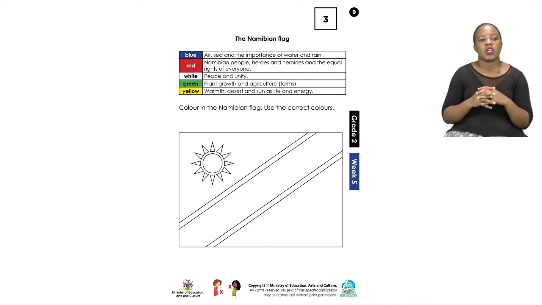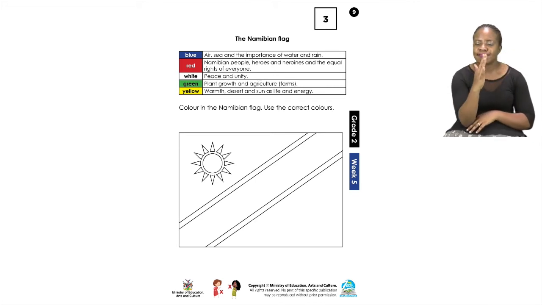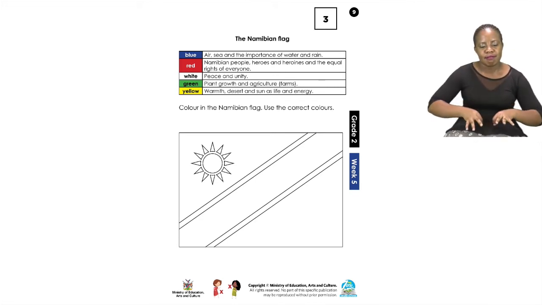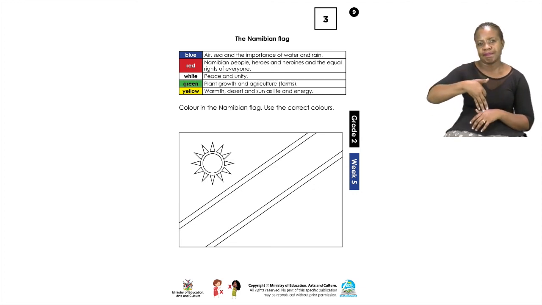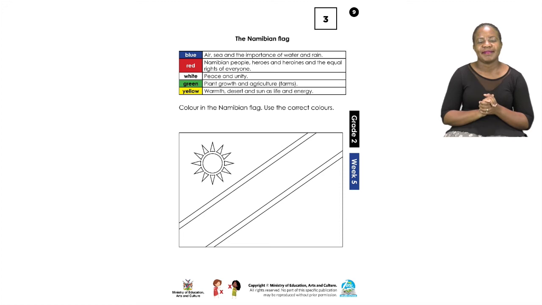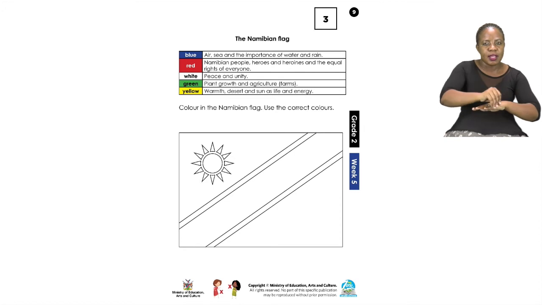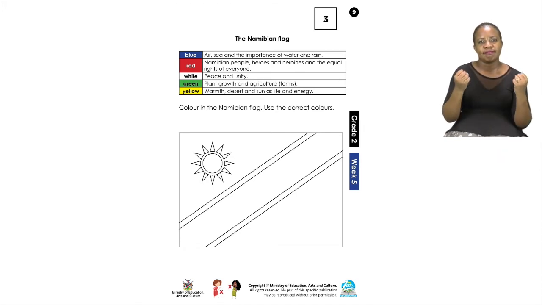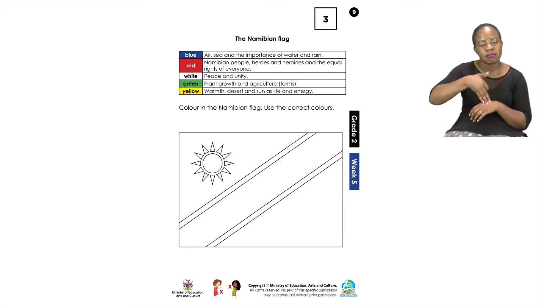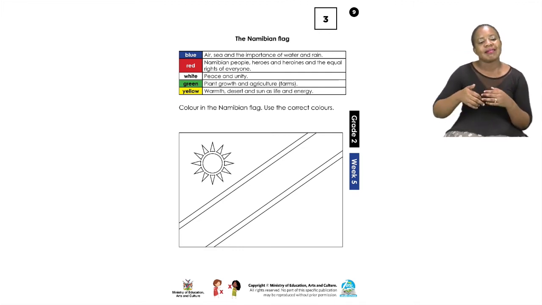The green is there to show the plant growth and agriculture, which is also called farming, that happens in the country. And the yellow is there to show the warmth, the desert, and the sun as life and energy. So, when we are looking at the flag, all the colors that are there are representing what the country believes in. It is going to be our job to color in the Namibian flag.